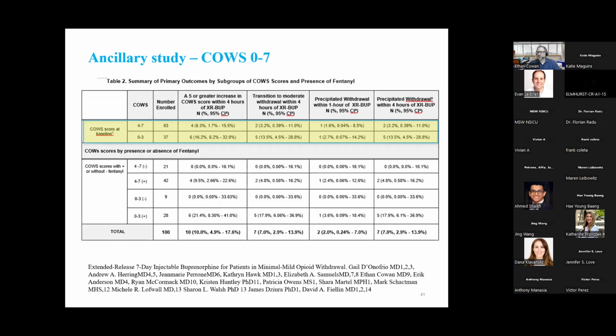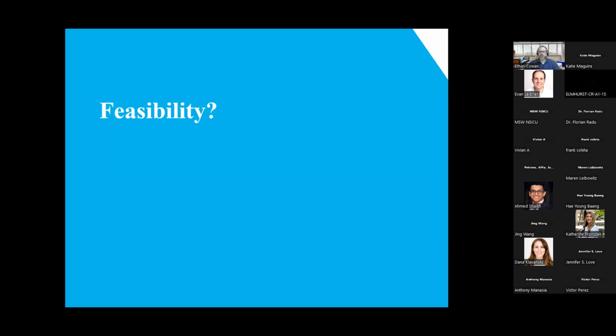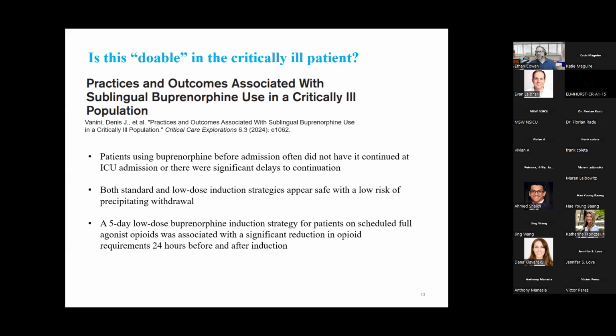I'm going to skip this just so there's time for questions. It just shows that in our experience with the long-acting injectable, we have very, very low rates of precipitated withdrawal for patients that have COWS scores of 4 or greater. Feasibility: can we actually do this in the inpatient setting? Yes. This is not a great study, but it is a cohort study from an ICU reporting on patients who got buprenorphine using their low dose protocol. Patients did fine, with low risk of precipitated withdrawal, and it reduced their opioid agonist requirements.